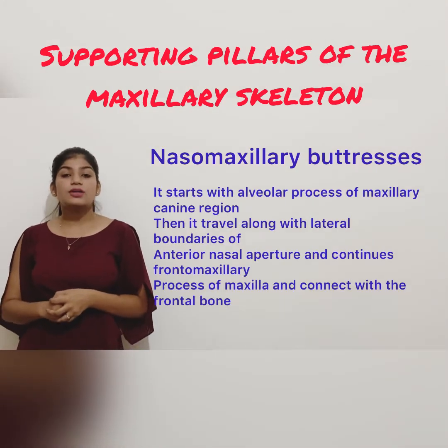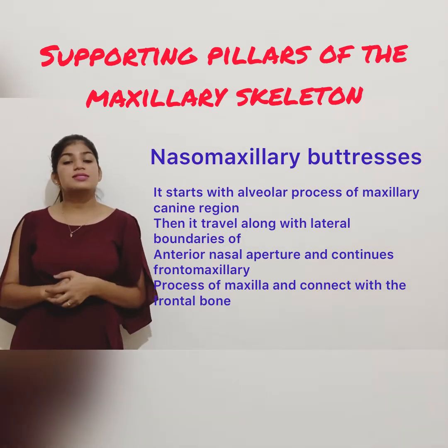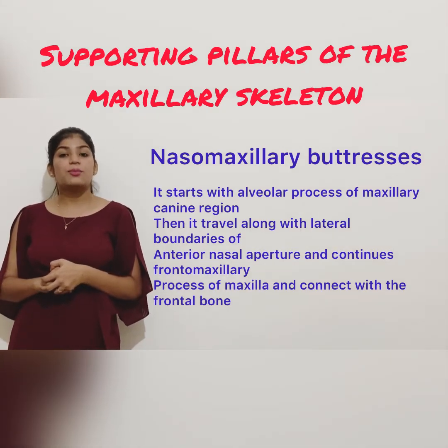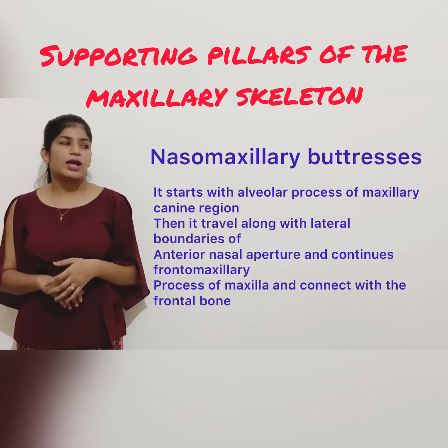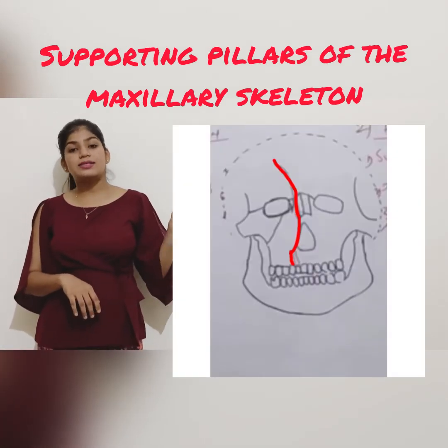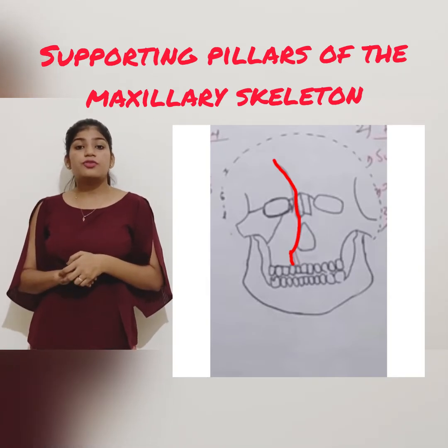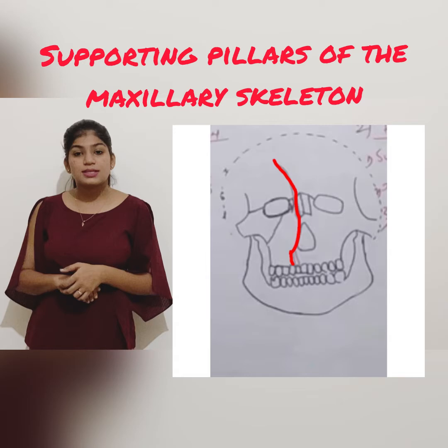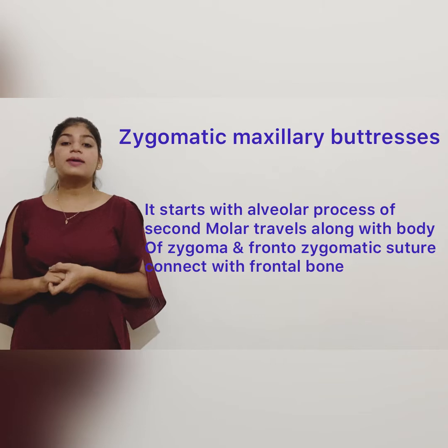It starts from the alveolar process of the maxillary canine region, and travels along the lateral boundaries of the anterior nasal aperture. It connects with the frontal process of the maxilla, and connects to the frontal bone. As you see in this diagram, the line starts from the maxillary canine and runs through the lateral boundary of the anterior nasal aperture, goes with the frontal process of maxilla, and connects in the frontal bone.